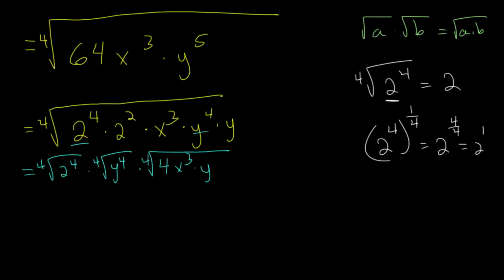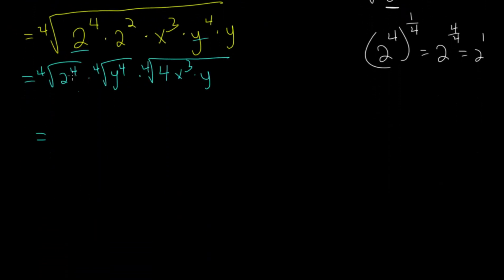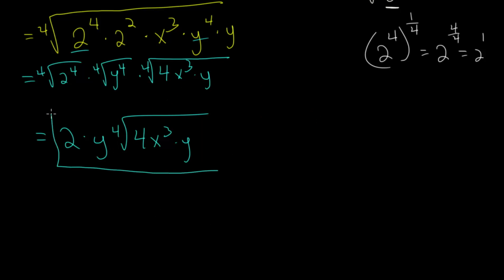Now, simplifying everything, we can take the fourth root of 2 to the fourth, or the fourth root of 16. That is just 2. The fourth power and the fourth root will cancel each other out. And likewise, for this, the fourth power and the fourth root will cancel, and we just get y. Now, over here, we can't simplify anything, so we get 4x cubed multiplied by y, and this is all underneath this fourth root, this radical here. So this right here, 2y multiplied by the fourth root of 4x cubed times y, this will be our final answer.